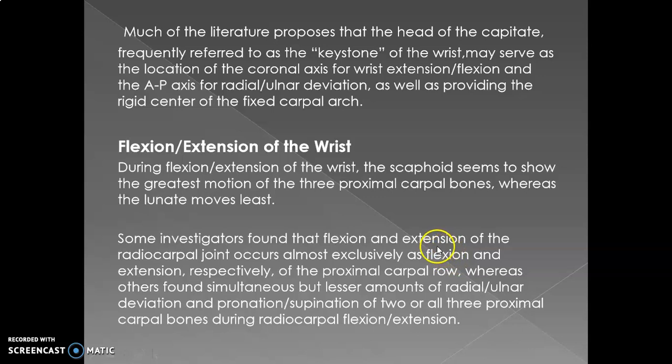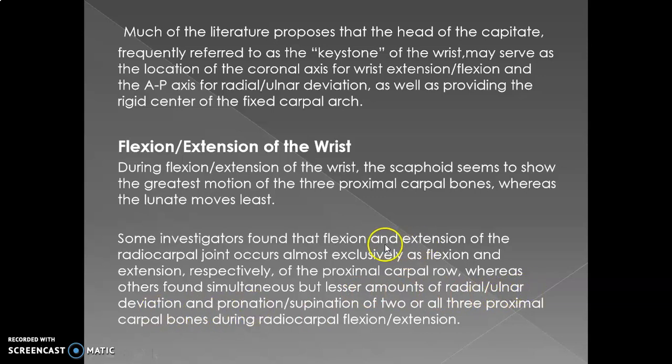So, continuing from the fifth part, most of the investigators have found that flexion and extension of the radiocarpal joint occurs almost exclusively as flexion and extension, respectively, of the proximal carpal row. Whenever there is flexion and extension of the radiocarpal joint, it may occur exclusively at the proximal carpal row, whereas others found simultaneous but lesser amounts of radial and ulnar deviation.